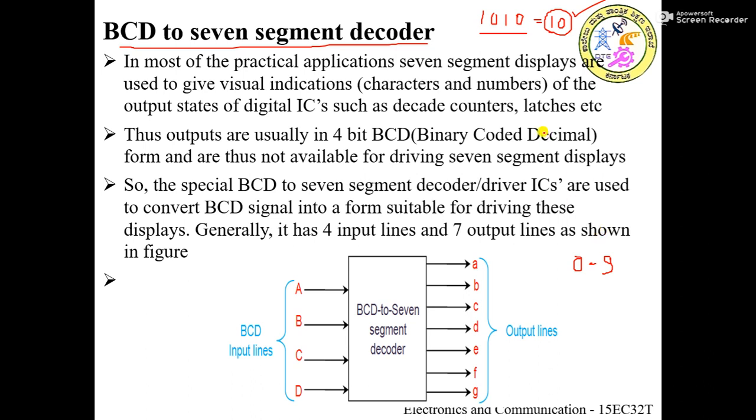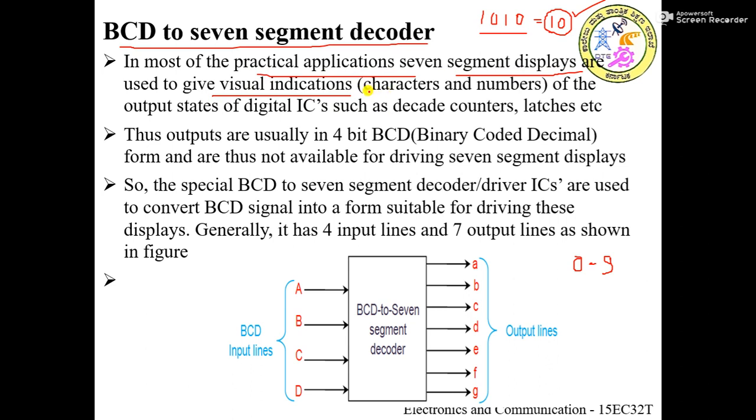So in order to have this visual display, usually in digital electronics there is a kind of display that is used, that is a 7 segment display. So what is this 7 segment display? Let's see. In most of the practical applications, 7 segment displays are used to give the visual indications.